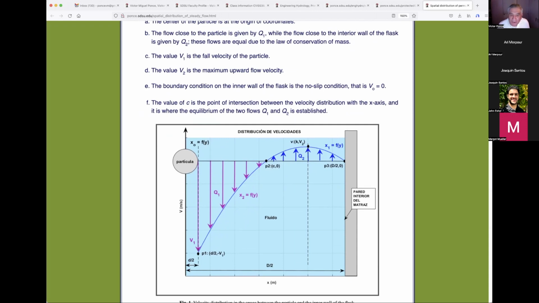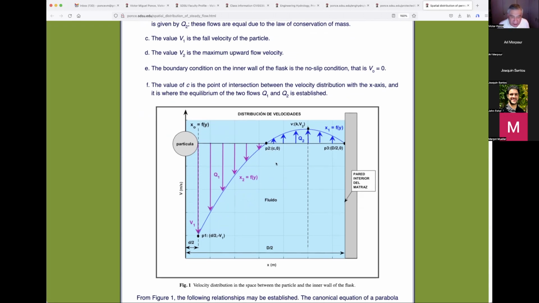I'm going to ask him to do that, because I was not completely aware of this. What we had done is a version in English and in Spanish, but we forgot to do the graph. But it doesn't matter. You can see this is not that difficult to understand what's being said in Spanish anyway. Distribution of velocities, the interior wall of the flask, and the fluid, and so on and so forth.